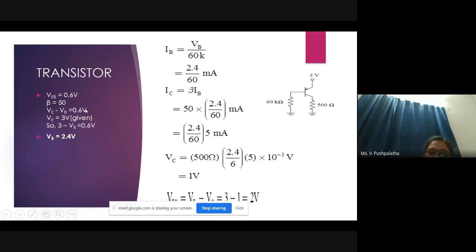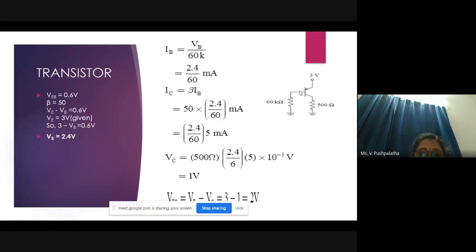What is VE given here? VE given is actually 3 volt, right? So now you substitute the value as 3 minus VB, which is equal to 0.6. So what is your VB? Your VB is actually 2.4 volt, right? I got it. Now here emitter voltage is 3 volt, and my VB voltage is 2.4 volt.